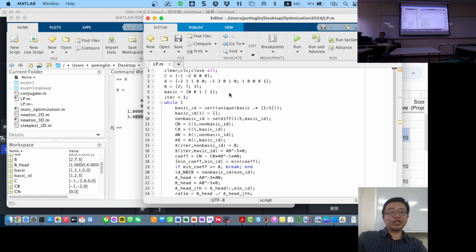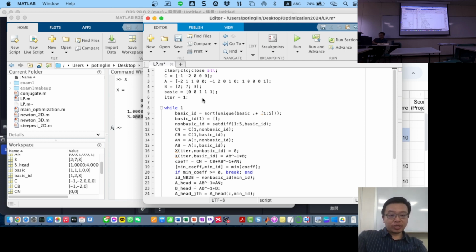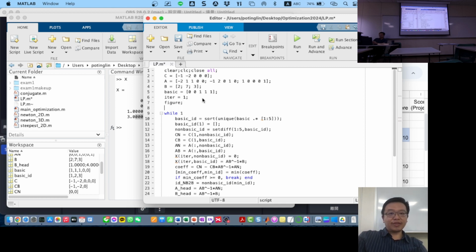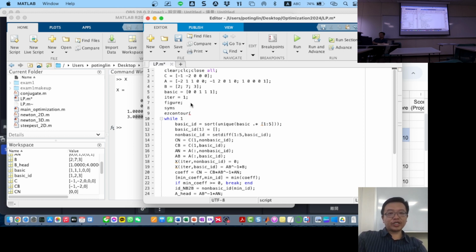If you want to plot the function, you need to say figure, and then ezcontour. And oh, I may use symbolics. X1 and X2. Here I will have C1 times X1 plus C2 times X2. And I will be plotting from 0 to 10, 0 to 10. Let's see.